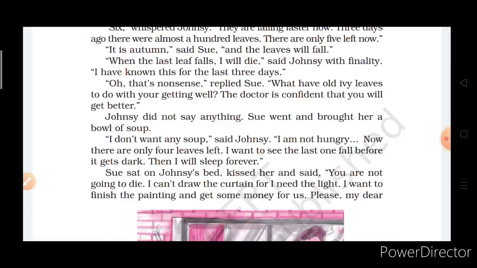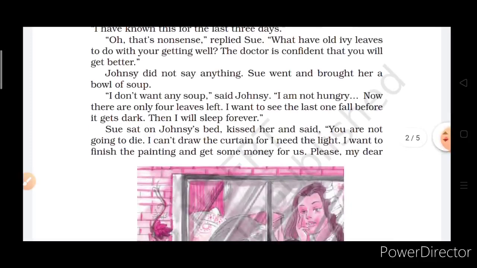Sue went and brought her a bowl of soup. "I don't want any soup," said Johnsy. "I am not hungry. Now there are only 4 leaves left. I want to see the last one fall before it gets dark. Then I will sleep forever."